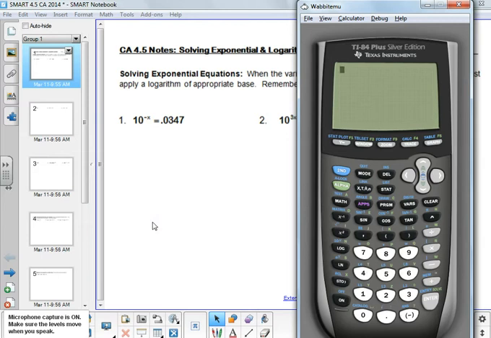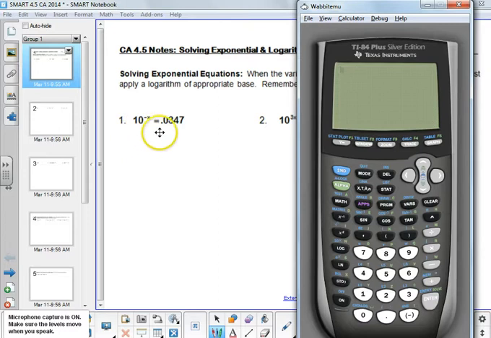Section 4.5 in college algebra is referring to solving different types of exponential and logarithmic equations. Back in section, I think it was 4.1, we discussed solving exponential equations that had a common or a similar base that we could rewrite as a common base. But today's lesson will have other types of problems, exponential and logarithmic.